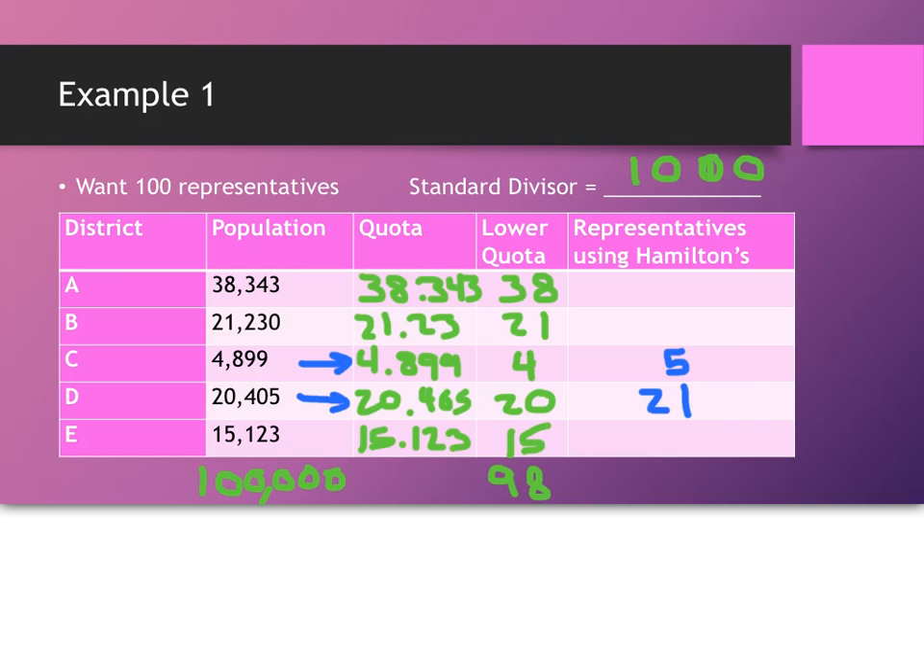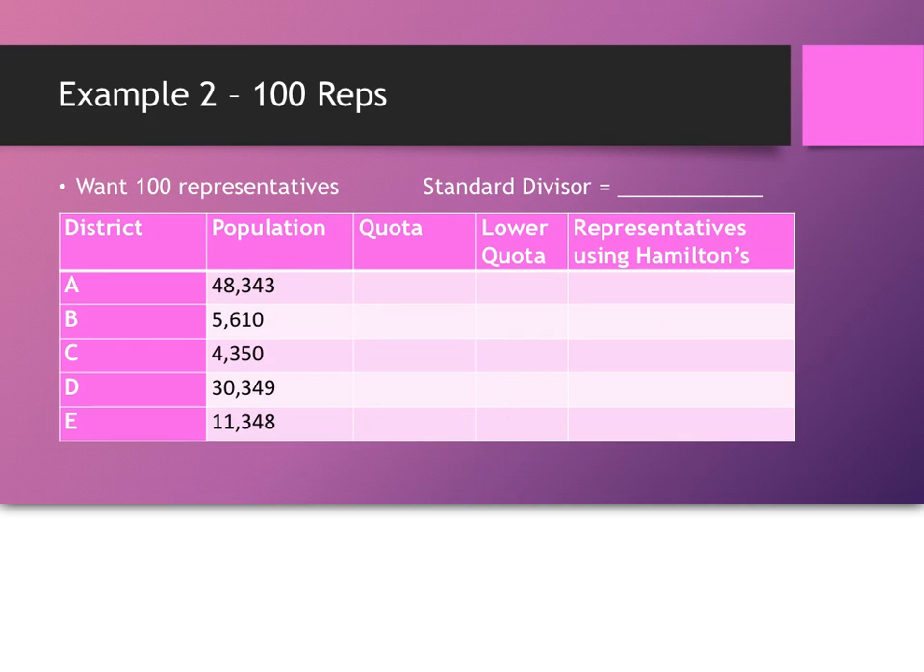Now, once we've done that, we've added 2 more representatives. We keep the rest of the representatives the same as the lower quota. So using Hamilton's method, District A would have received 38 representatives, District B would have had 21, C would have had 5, D would have had 21, and E would have had 15.